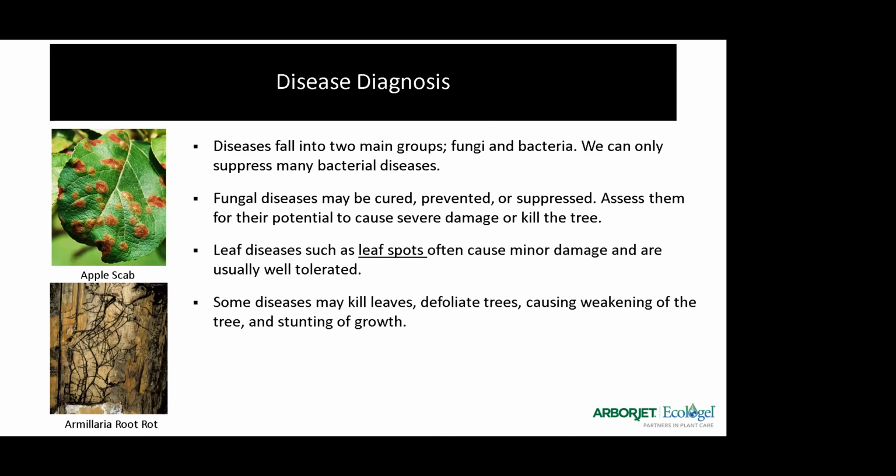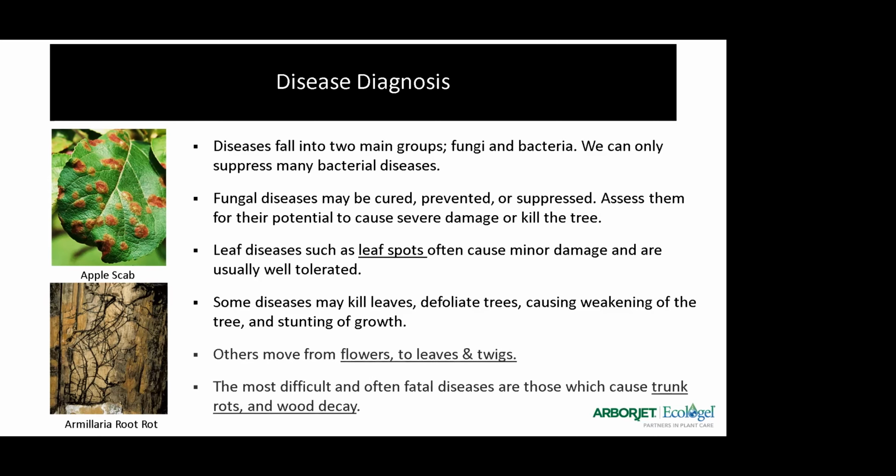Leaf diseases such as leaf spots are often just minor, and they're usually well tolerated. And so a thing like tar spot looks horrible on a maple tree, but it doesn't do any harm to the tree. This apple scab on the top left creates a spot, but eventually it causes the leaves to fall off, much more of a serious concern. Some diseases will kill the leaves and defoliate trees. In all those cases, it's causing a weakening of the tree and a stunting of the growth. Some of the more serious ones are this one on the bottom left, this thing called armillaria root rot. It can kill a tree. Knowing the difference is important to you.